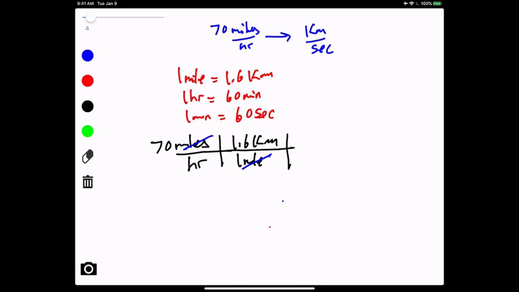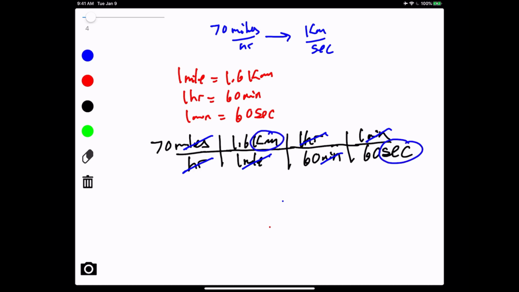But we're not done with our grid yet. We also note that for every 1 hour, that equals 60 minutes. And when we do this, hours cancel and we're left with minutes. But then finally, for every 1 minute, that equals 60 seconds. And when we do this, minutes cancel. So now the only units that we have left are kilometers and seconds.